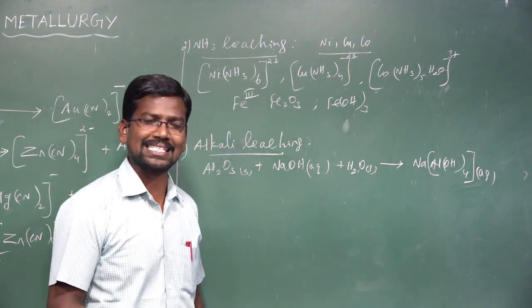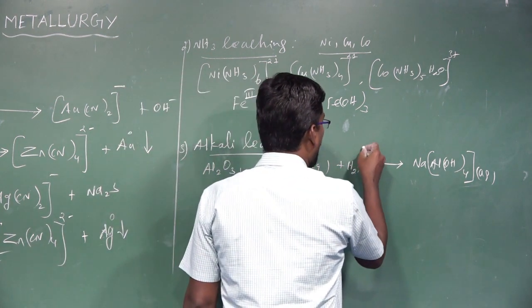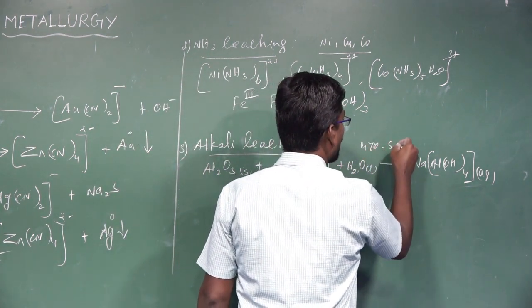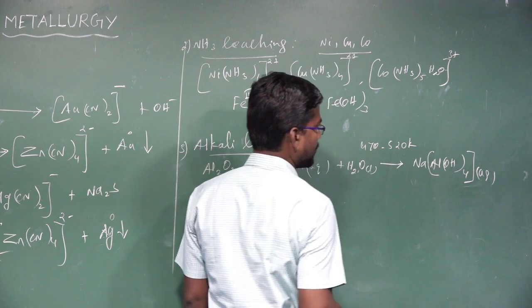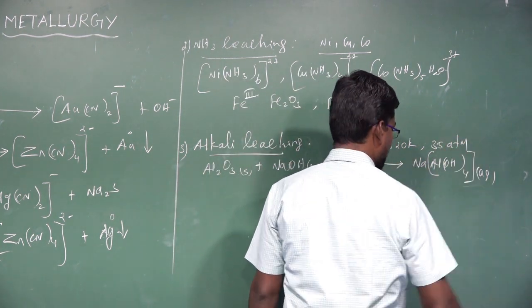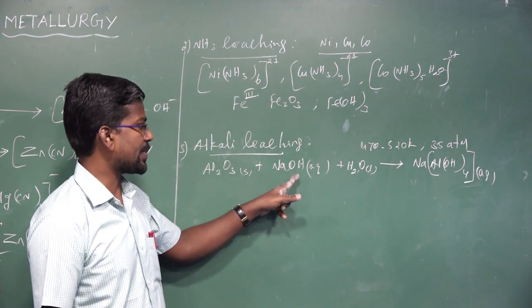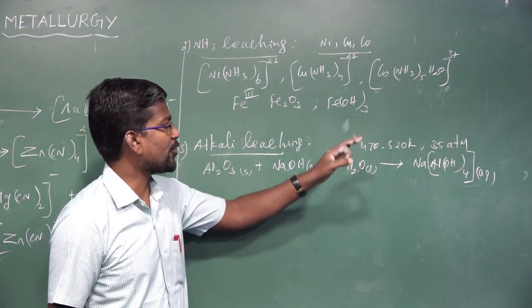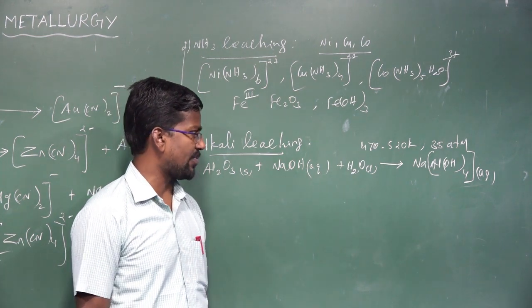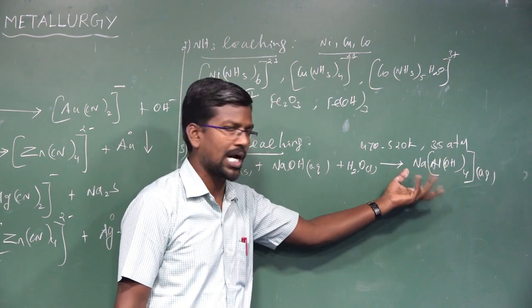The bauxite ore is treated with an aqueous solution of sodium hydroxide in water, heated at 470 to 520 Kelvin, and maintained at 35 atmosphere pressure to form sodium meta-aluminate.